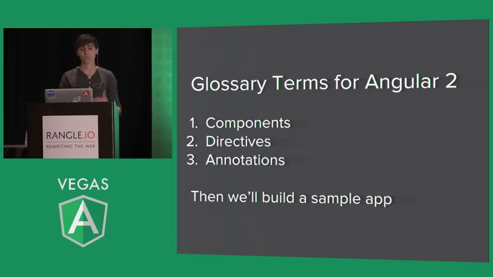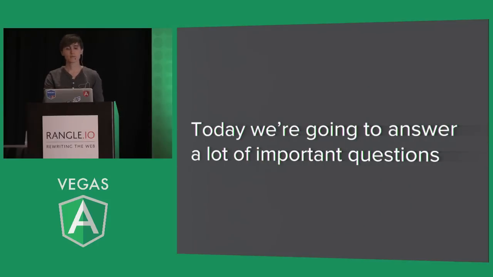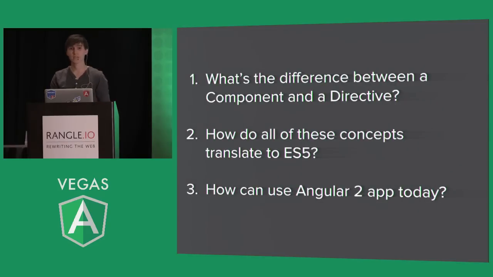So we're going to talk about components, directives, and annotations. I'd like to give you the full glossary of Angular 2, but I only have 30 minutes to do this today. So if you can learn all three of these, you're in really, really good shape for Angular 2. And at the end of all this, we're going to build a really simple app in ES5 to show you that you don't have to be doing TypeScript to do Angular 2. It can be done in ES5 as well. On top of that, we're going to answer some important questions. We need to know what the difference between a component and a directive is in terms of Angular 2. We're going to see how all these concepts translate to ES5 syntax. And then we're also going to learn where we can go and learn all this Angular 2 stuff today.